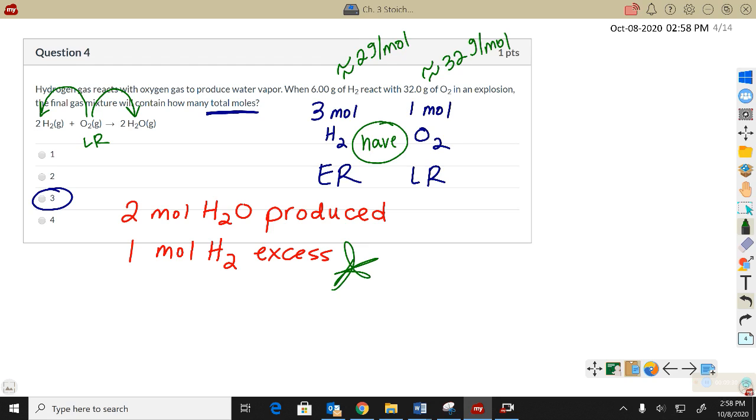So when the question says something like how many total moles after a reaction, it'll be anything produced plus anything left over. Tricky, huh?